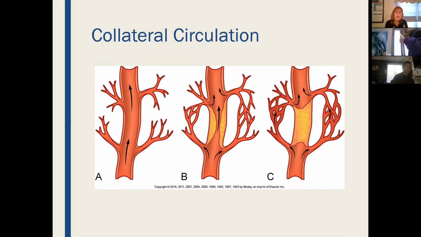Okay. So people say, how could he have 90% occlusion in all these vessels and not be dead before now? Because he had angiogenesis. He had collateral circulation. That's what dupes people into believing they're okay.